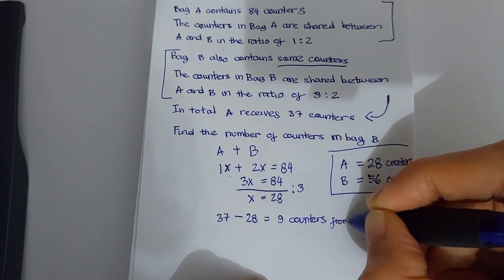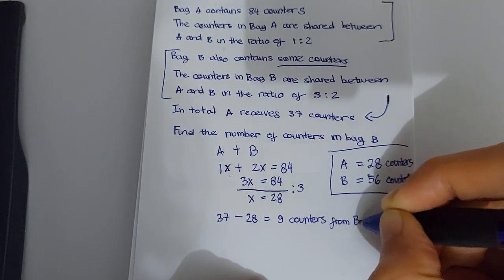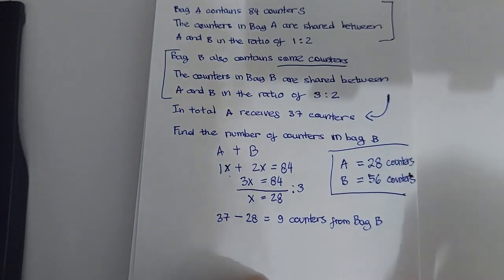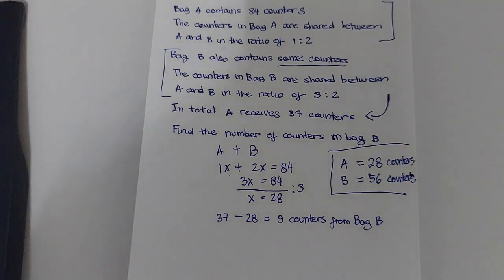From B, back to B, received by A. Until here, okay. Now, we can find the number of counters available in bag B.